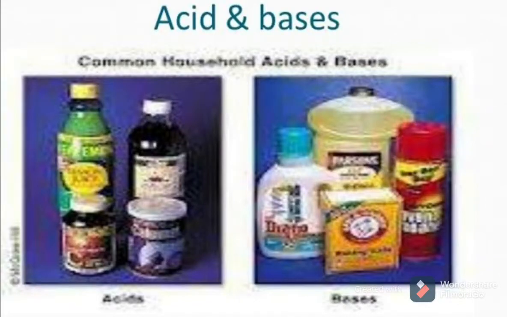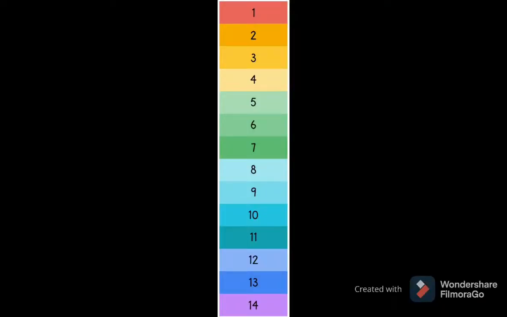Today we are going to be studying acids and bases. So, what exactly are acids and bases? Let us firstly see the pH scale. What is the full form of pH? pH means potens hydrogen. Potens hydrogen is a German word meaning the power of hydrogen.